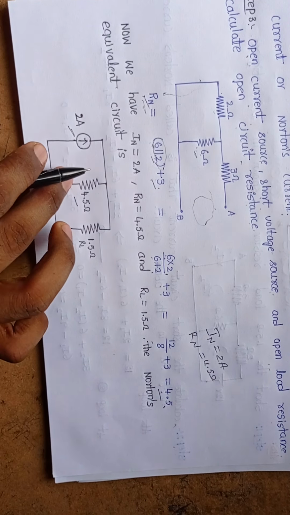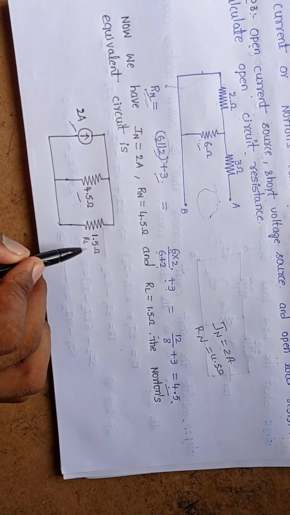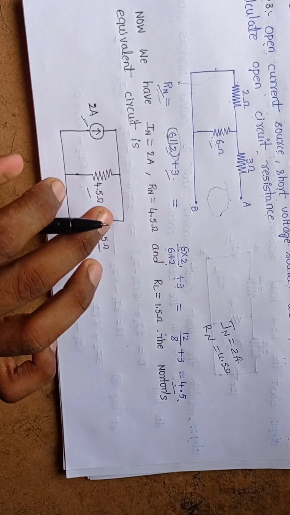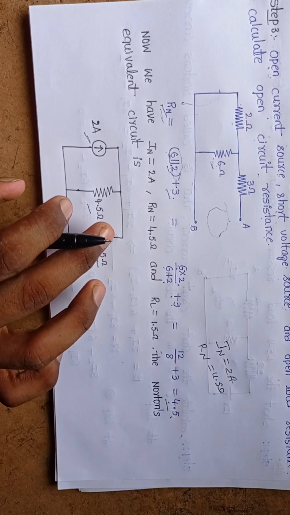In addition to the Norton's current source and Norton's resistance, we also connected the load resistance, that is 1.5 kilo ohms load resistor. This is the Norton's equivalent circuit for the given circuit.